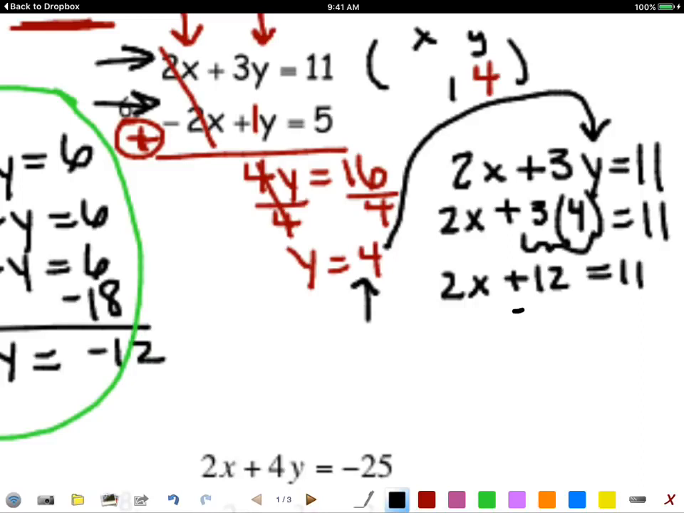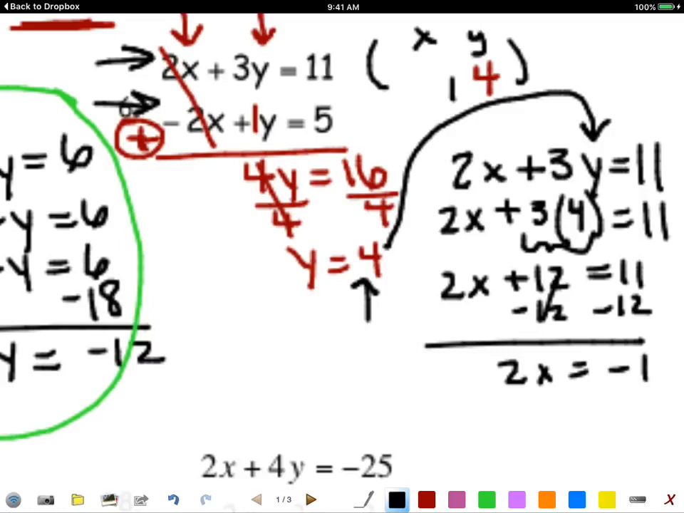That's a positive 12, so we're going to subtract 12 on both sides. So 2x equals 11 minus 12 is a negative 1. Almost done. We have to divide by that 2 that's in front of the variable. And negative 1 divided by 2 is a negative 0.5. Or you can leave it as negative 1/2 if you want. It doesn't matter. But don't forget to go back up here and put your answer up here where your ordered pair is.